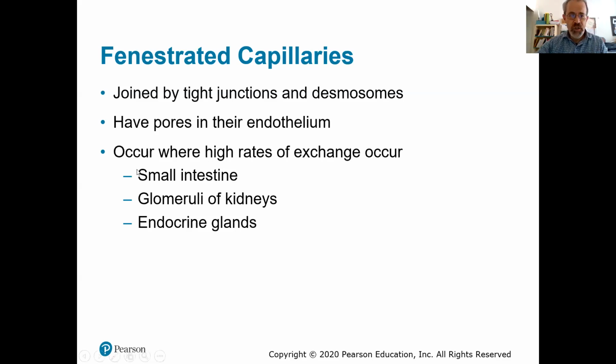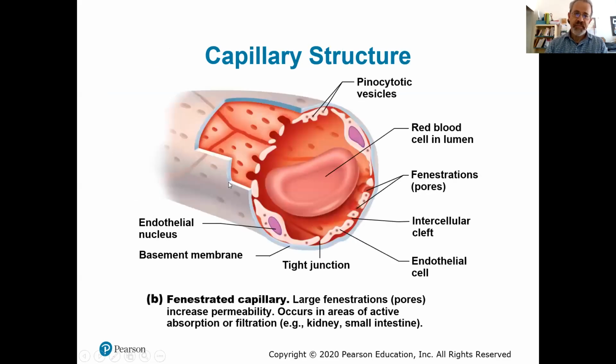And this allows for secretion of hormones, filtration in kidneys, as well as the small intestine. This is a good example of a fenestrated capillary, where you can see all this tremendous amount of pores, kind of like Swiss cheese.